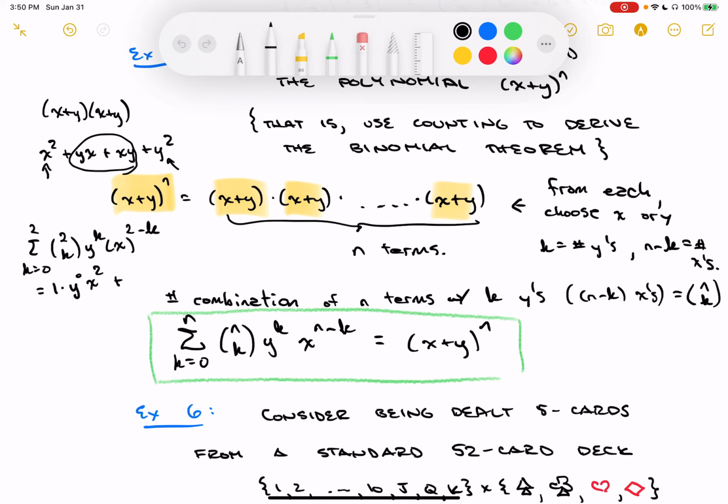Then I'm going to add to that. This is a k equals 1 term. So I'm going to put 2 choose 1. That's 2 factorial over 1 factorial times 1 factorial. That's going to be 2. So I'm going to get 2 times y to the 1, and x to the 2 minus 1 is 1.